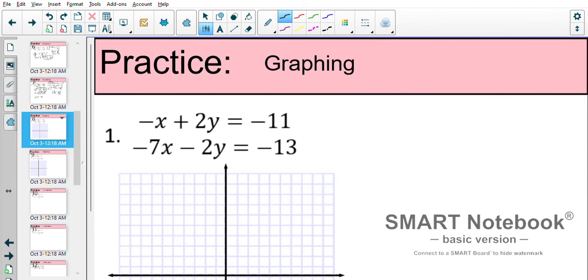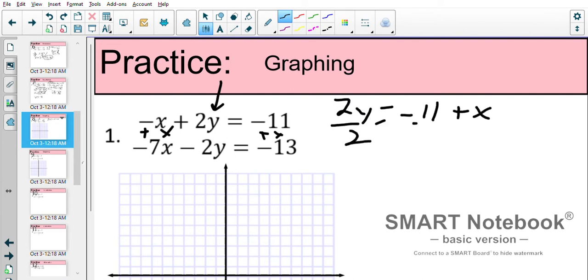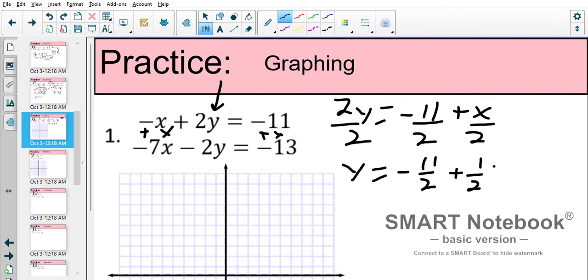Let's try one more time with graphing. If we're going to graph, let's solve for this y. So we're going to add x to this side. We end up with 2y equals negative 11 plus x. Divide by 2. We've got to divide both of those by 2. We end up with y equals negative 11 halves plus 1 half x.